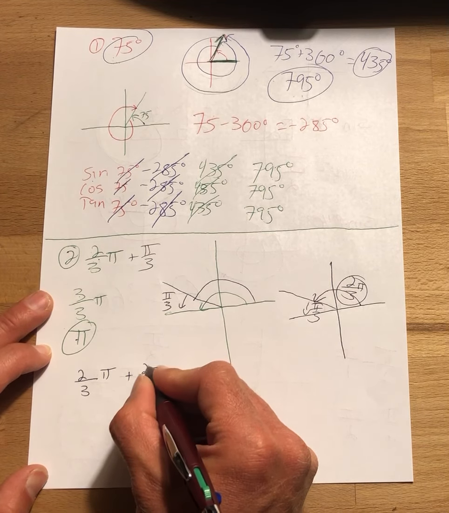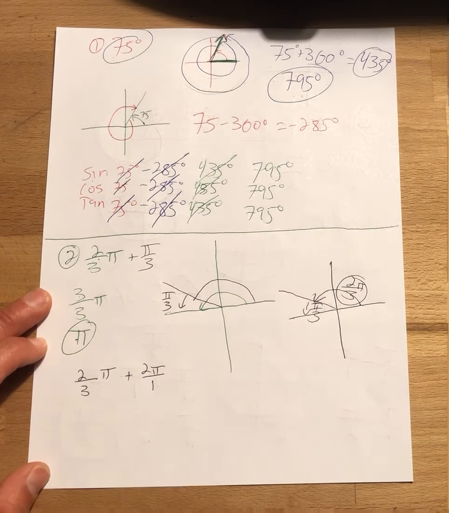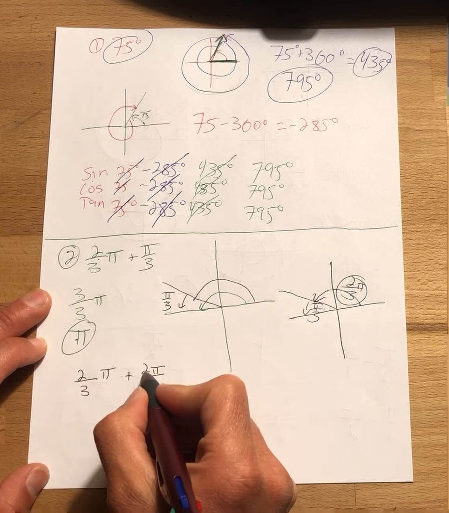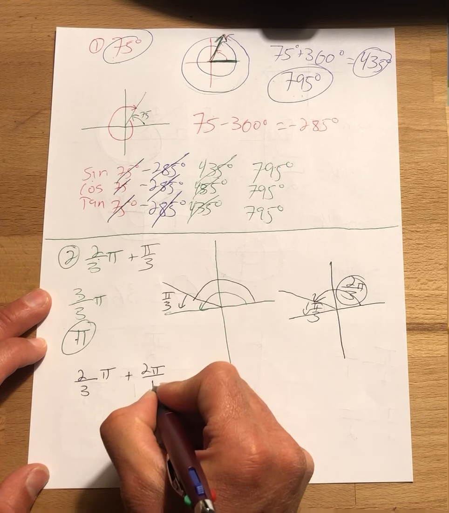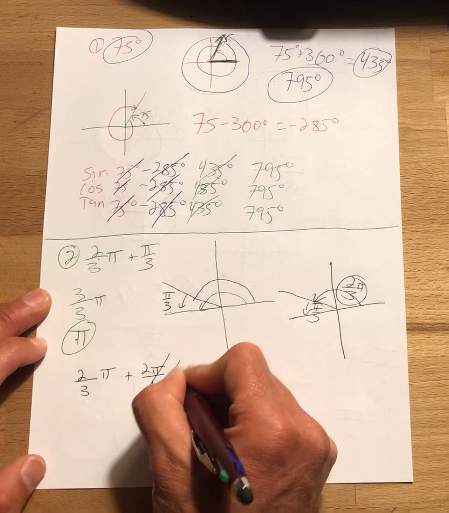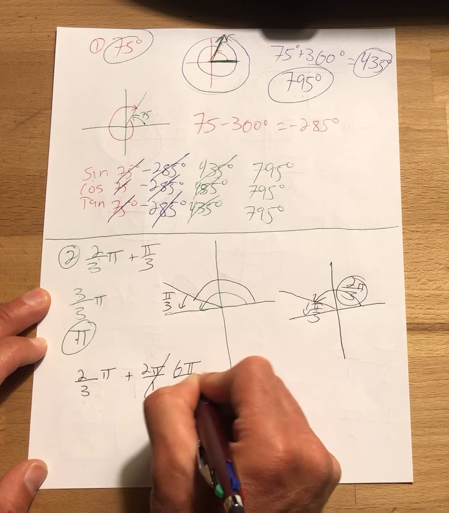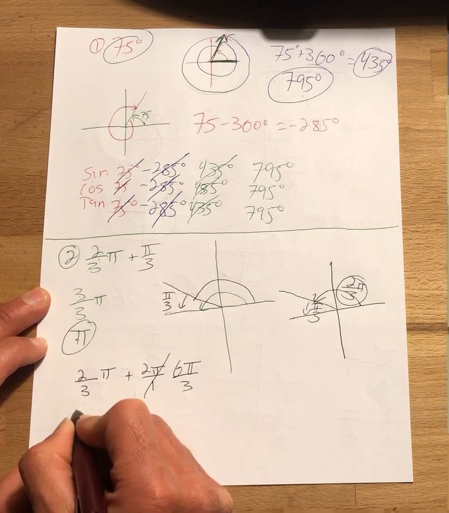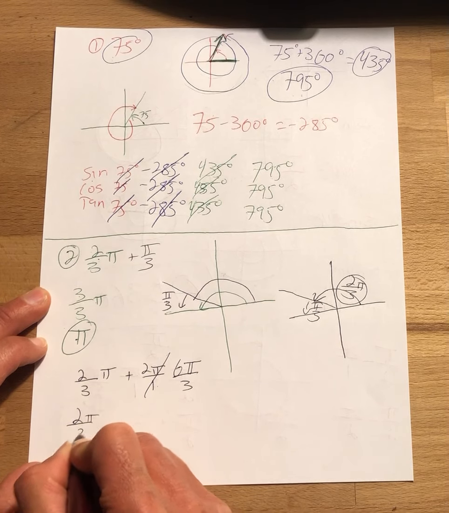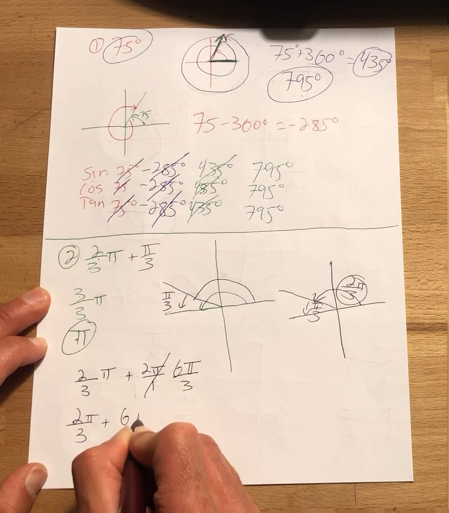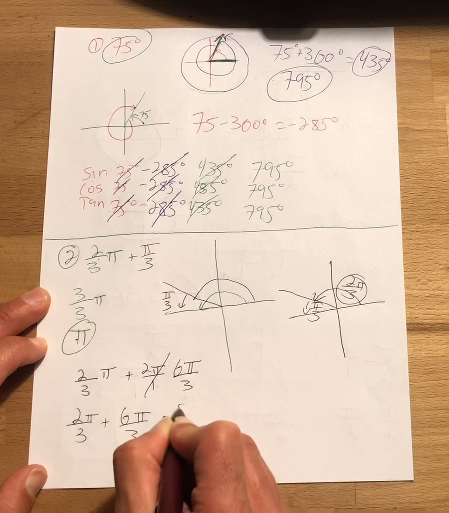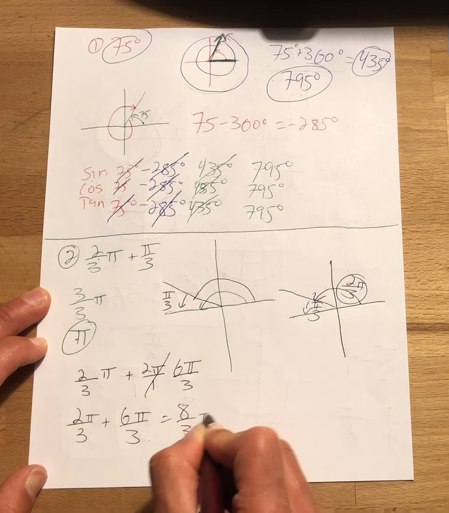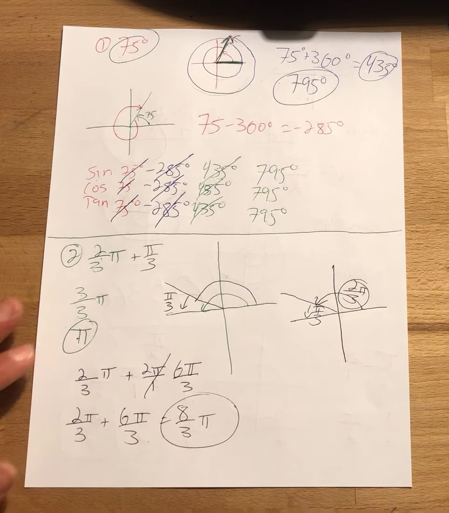Well, if I would have multiplied this by 3, I'm going to have 6 pi over 3. 6 pi over 3 is the same thing as 2 pi. So 2 pi over 3 plus 6 pi over 3 is going to give me 8/3 pi. There is a positive coterminal radian.